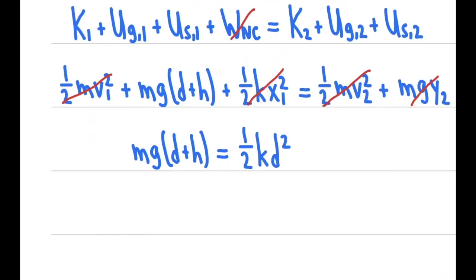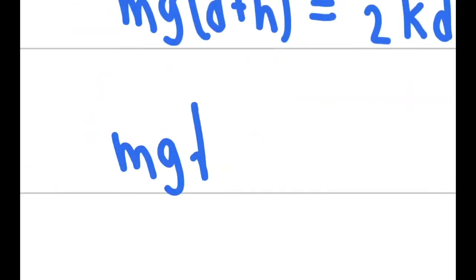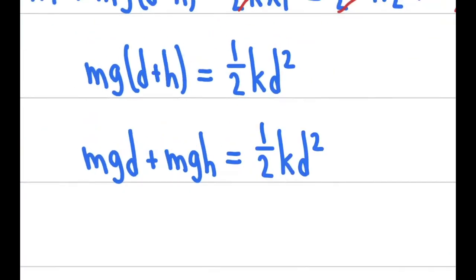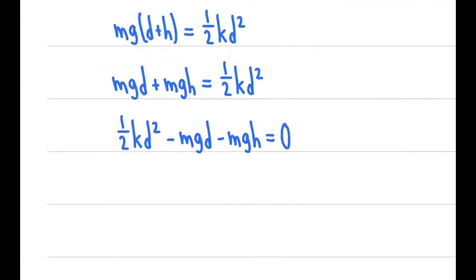All right, so let's solve for d. To solve for d, I'm going to distribute the mg. So you get mgd plus mgh. And what I'm going to do is get everything to one side. We have k, we have the mass of the ball, we know g, we know h. So we can solve for d. This is just going to be a quadratic equation. So let's plug everything in and see what happens.